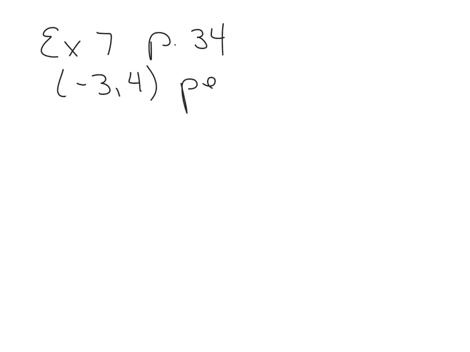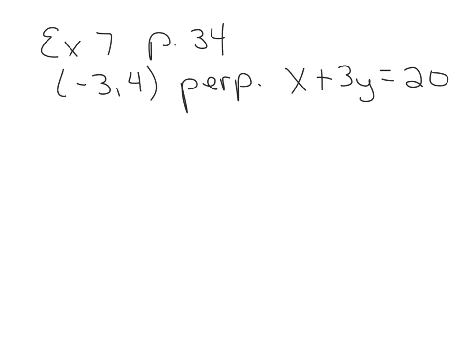All right, example 7, which is on page 34, says find the equation of the line that contains the point (-3, 4) and is perpendicular. So not parallel this time, perpendicular. I'm just going to use the abbreviation perp for perpendicular to x + 3y = 20.